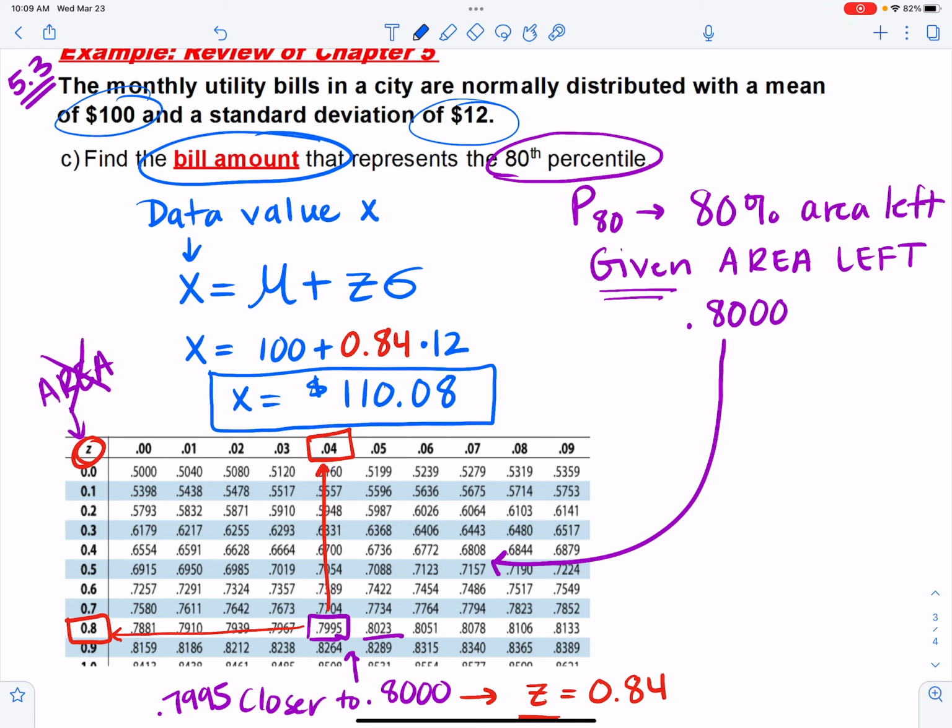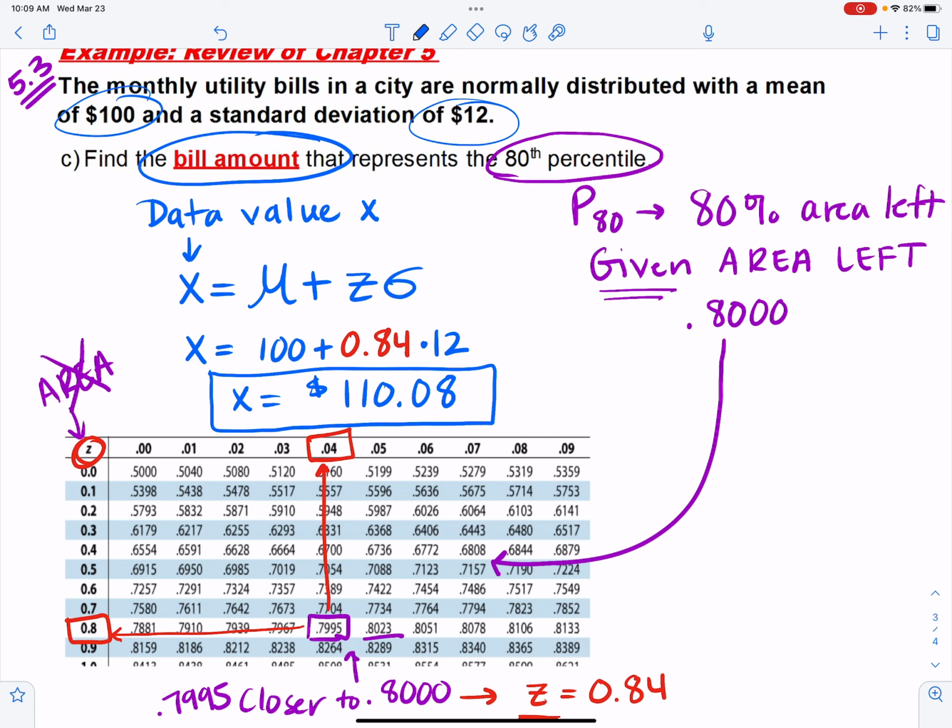Quartiles are similar, but quartiles go in 25% increments. I did a quartile in the videos for 5.3 specifically, but with quartiles, if you want the first quartile, it's 25% area. If you want the second quartile, it's 50% area. And if you want the third quartile, it's 75% area. And then you would work it the same way.